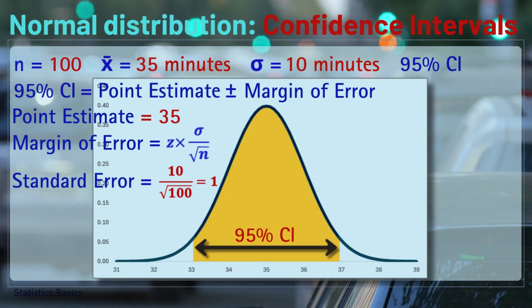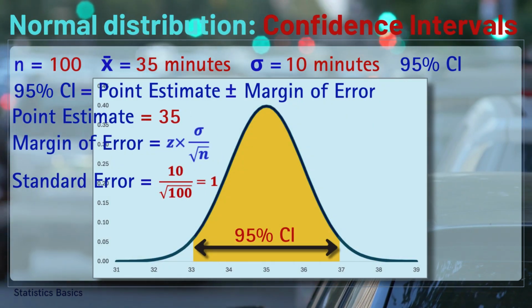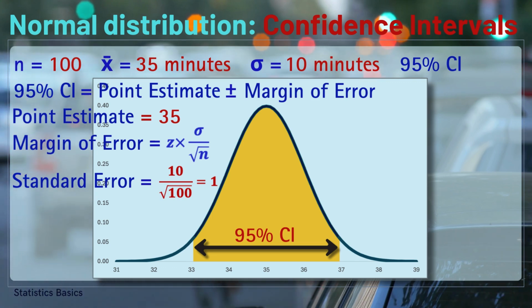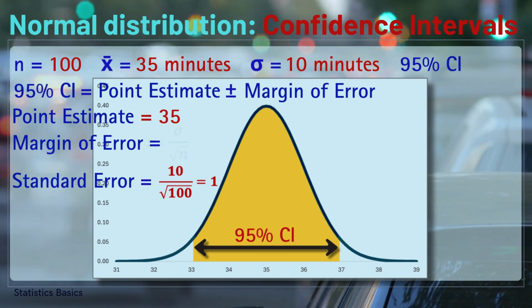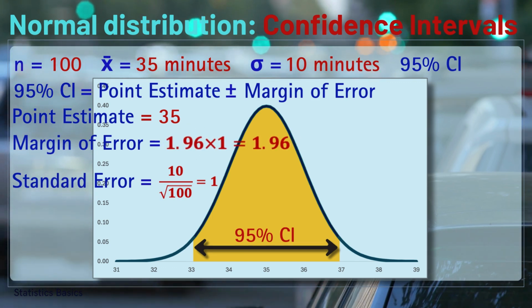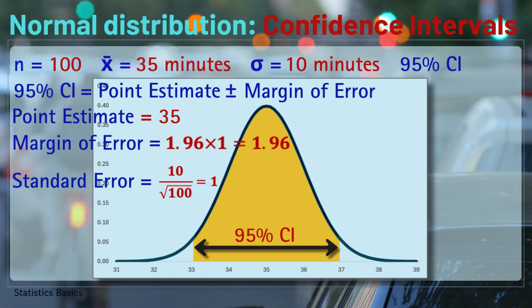The standard error of the sample mean is calculated as 10 divided by the square root of 100, which is 1. And the margin of error is 1.96 times 1, which equals 1.96.